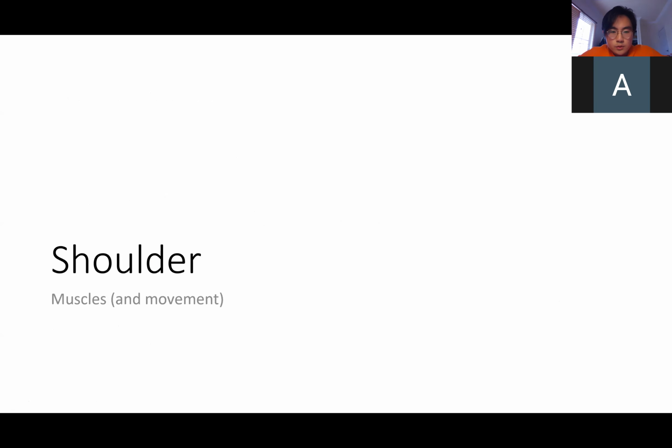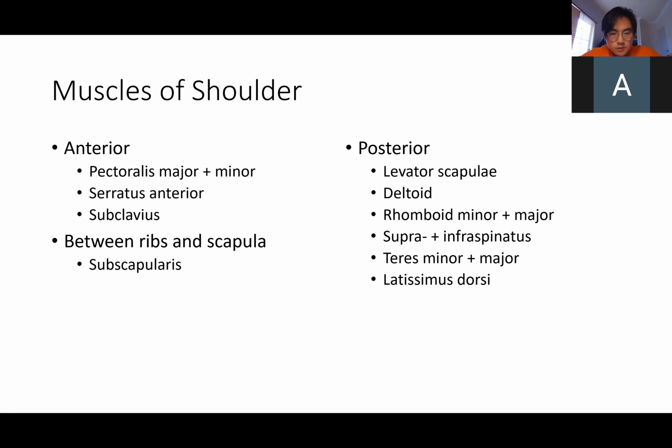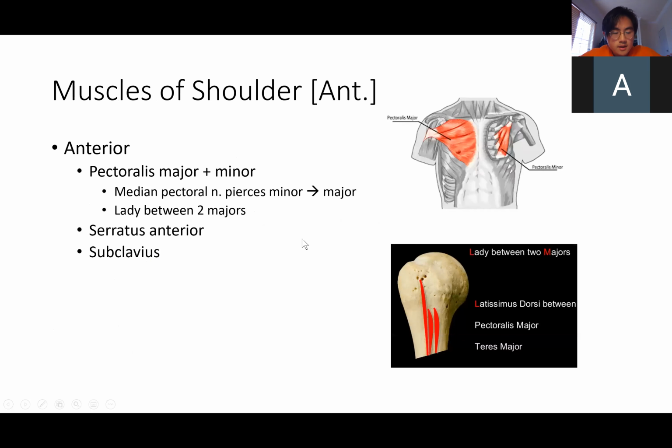Okay, now we'll go on to talk about muscles and movements. We'll start off by talking about the shoulder. So these are the muscles of the shoulder. Let's talk about the anterior compartment first. So we've got Pec Major and Pec Minor. Pec Major overlies the Pec Minor.